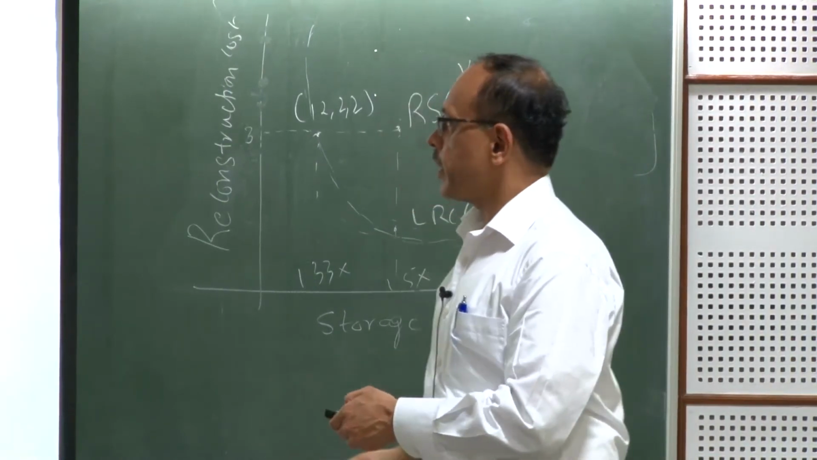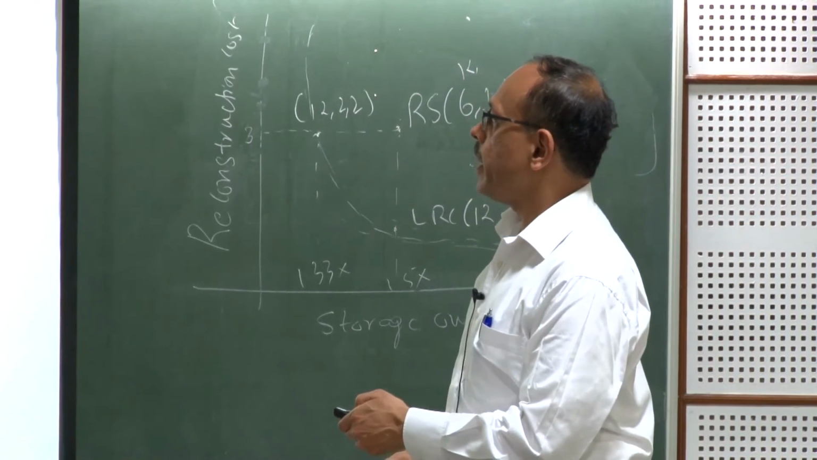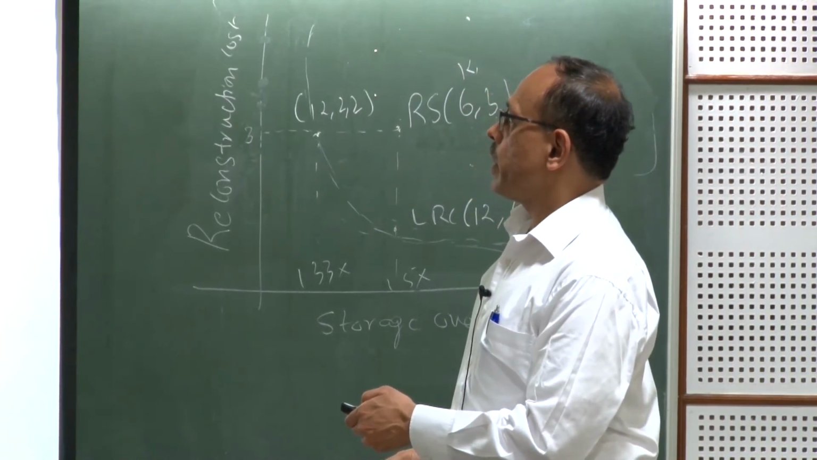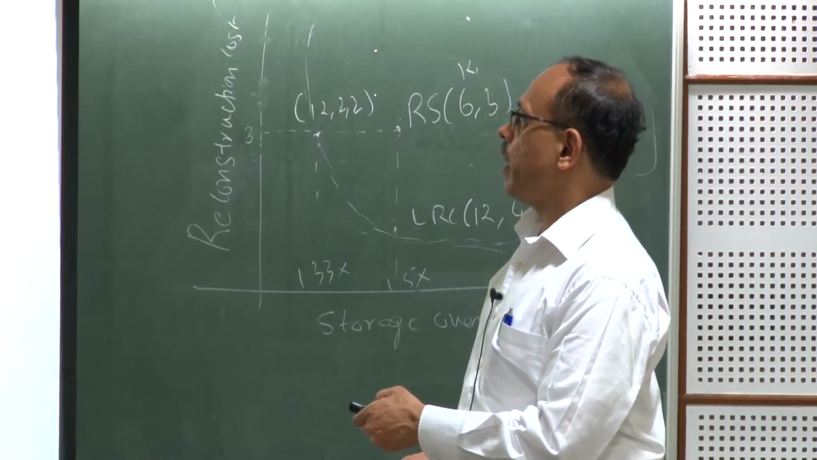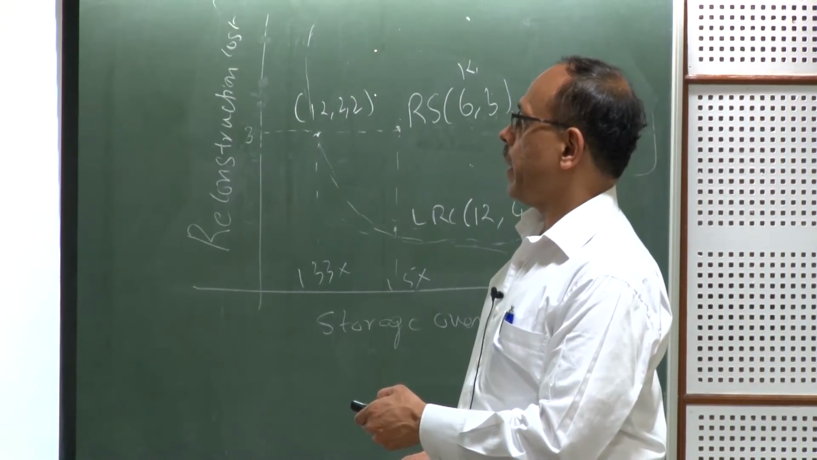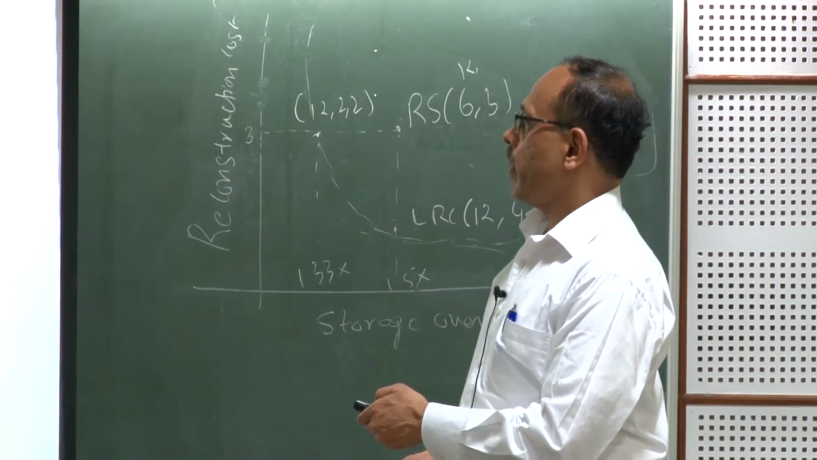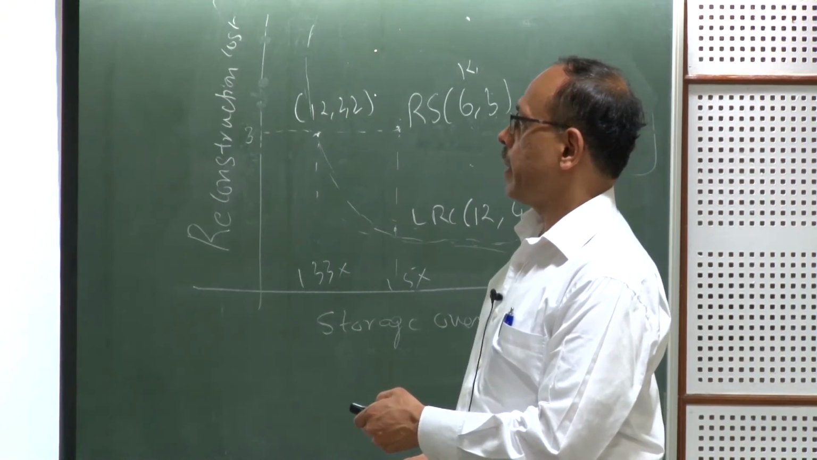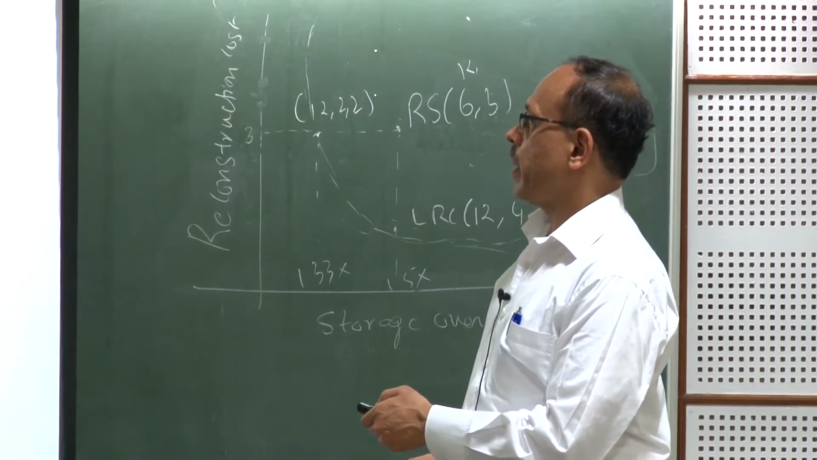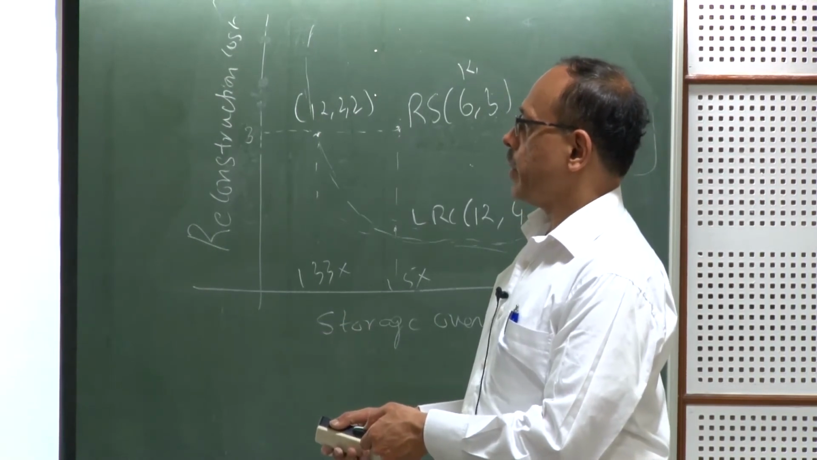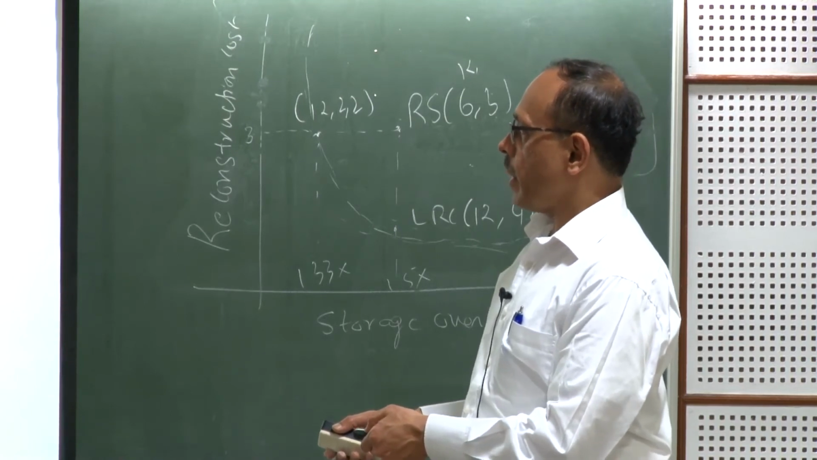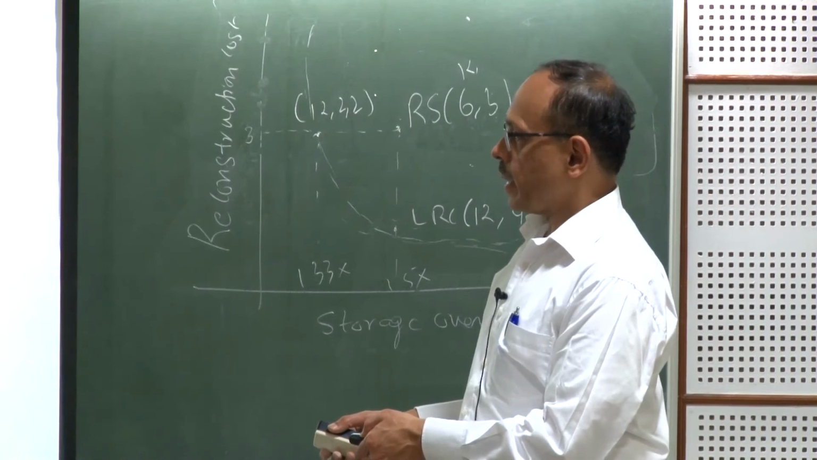So let me check the definition of LRC. Why is it n by k? n is the total number of symbols. Overhead is n by k. So here you see the LRC discusses the overhead, and here you have 4 additional symbols.